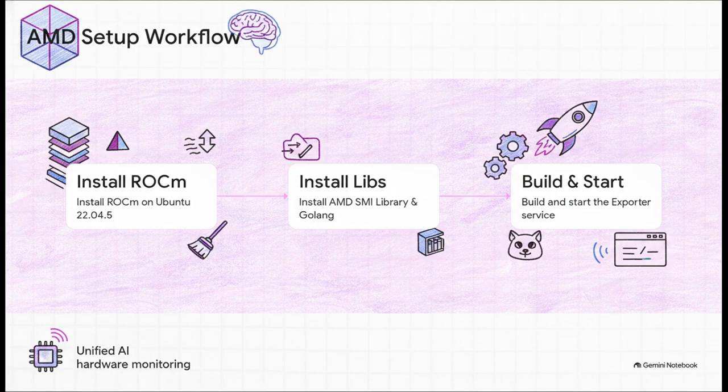First up, you lay the groundwork by installing the ROCm drivers and clearing out any old libraries. Second, you prep your environment. That means installing the AMD System Management Interface Library and Golang, which you're going to need to compile the software. And finally, step 3, you just clone the exporter repository, build it with Go, and fire up the service.